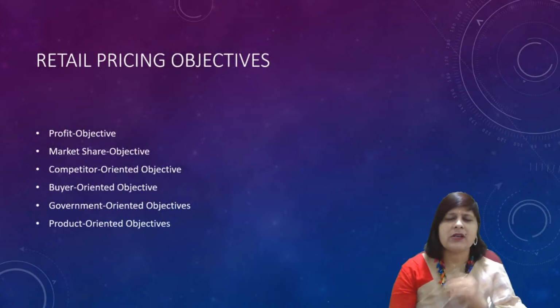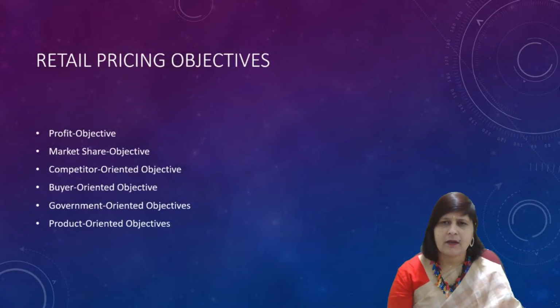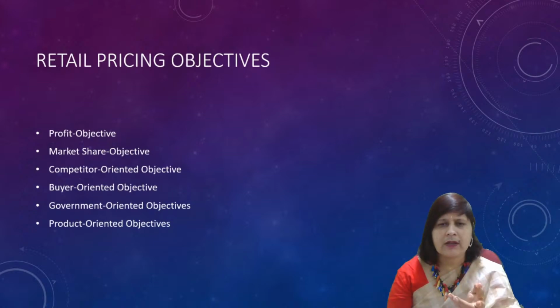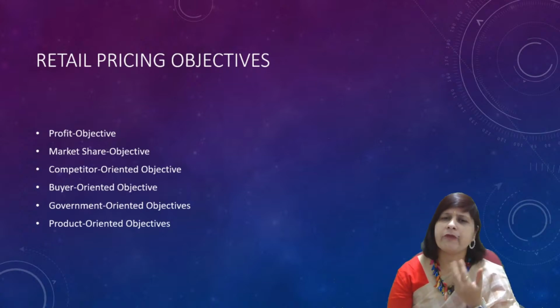Okay, what are the objectives of retail pricing? The first objective is to earn profit, no doubt. Why do we sell the product? To earn profit, right? We want to earn profit. Only if a business is making a profit can that business survive, otherwise it cannot survive. So the first objective is to earn profit.